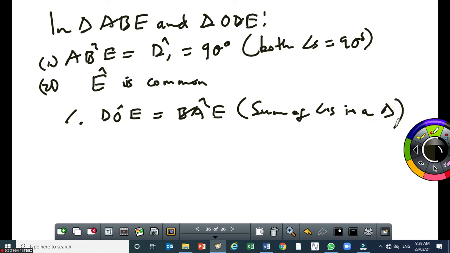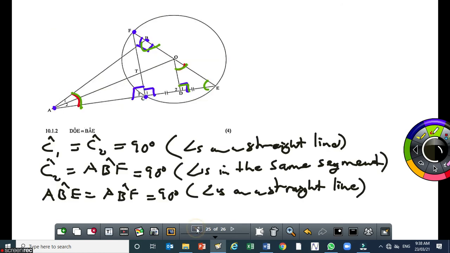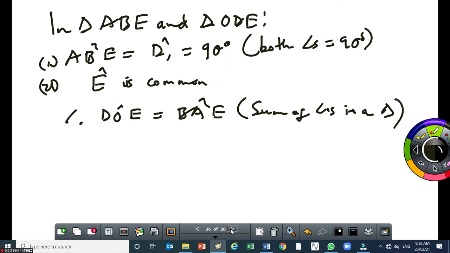Okay? And please, this is not the only way of doing it. If you want, you can even use similarity to do the question. But I'm not going to do it as I want to stop. I'm done. So those four marks, you can get them from what I wrote here together with what I wrote on this page.